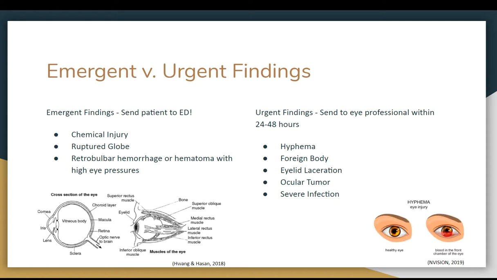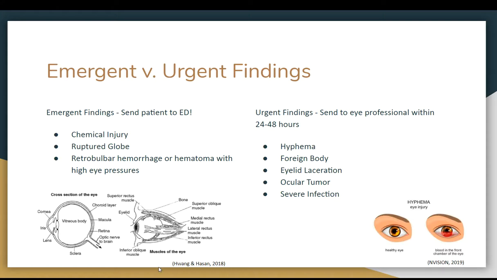A retrobulbar hemorrhage or a hematoma with high eye pressure can result from trauma. So symptoms of a retrobulbar hemorrhage include pain, bruising around the eyes, which we call periorbital ecchymosis, an eyelid hematoma, proptosis or bulging of the eye, visual loss, subconjunctival hemorrhage, nausea, and vomiting.